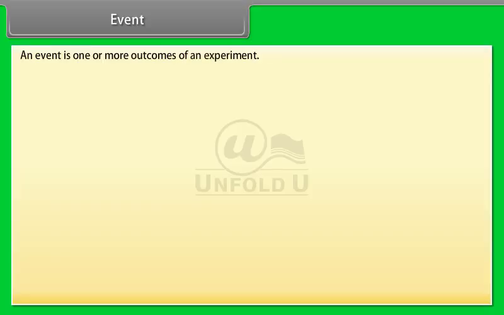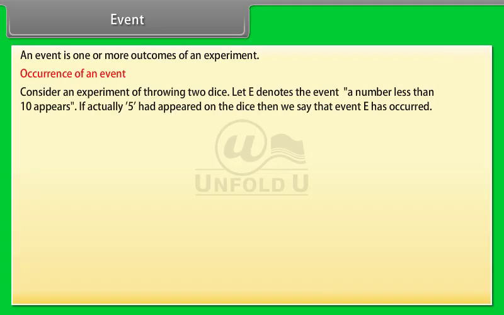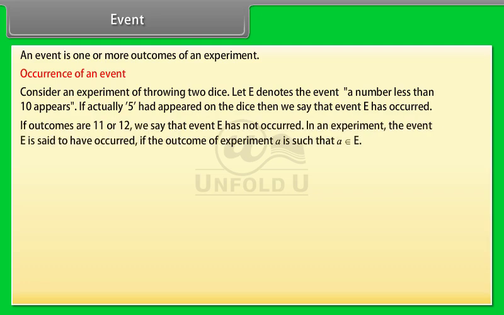Event. An event is one or more outcomes of an experiment. Occurrence of an event. Consider an experiment of throwing 2 dice. Let E denote the event: a number less than 10 appears. If actually 5 had appeared on the dice, then we say that event E has occurred. If outcomes are 11 or 12, we say that event E has not occurred.